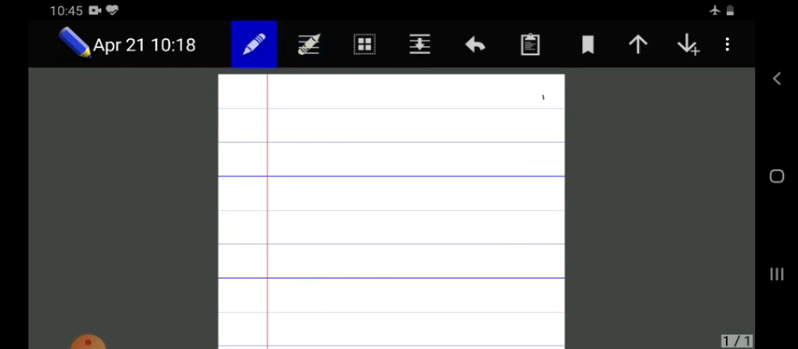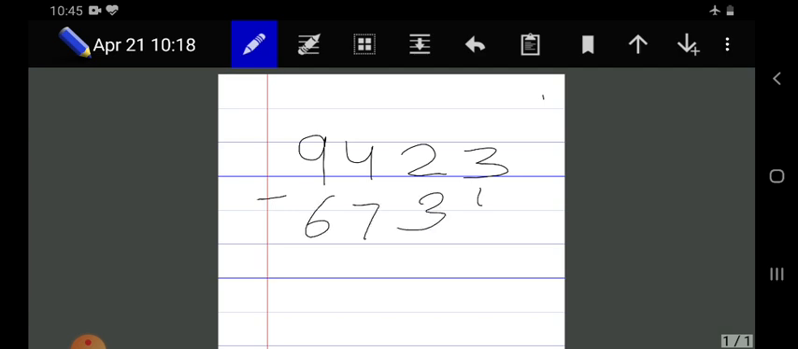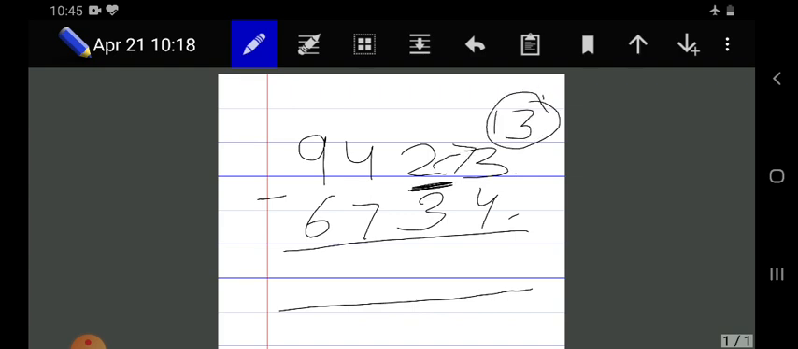Now we will find out the difference. How will we find out the difference? The number was 9423 minus 6734. Can we subtract 4 from 3? No. So definitely it will borrow from the other number, that is 2, and when the 2 gives out the 1, it will become 13, and the 2 will remain as 1 because 1 is already taken out. So 13 minus 4 is equal to 9.